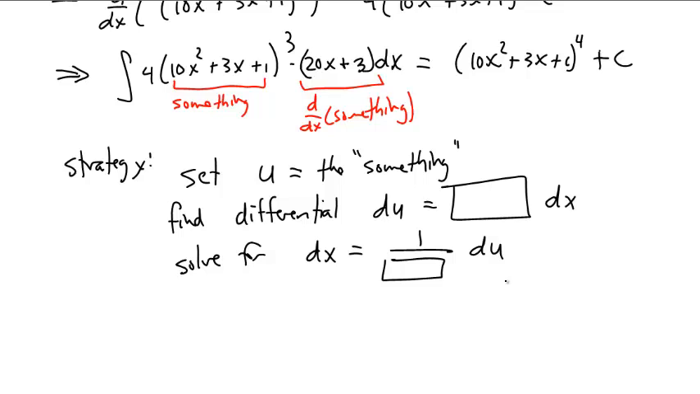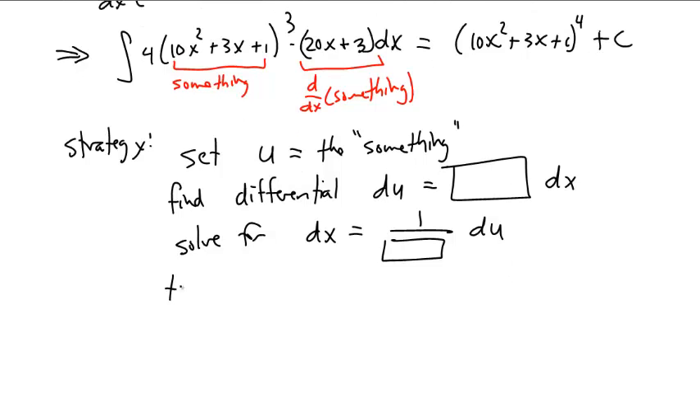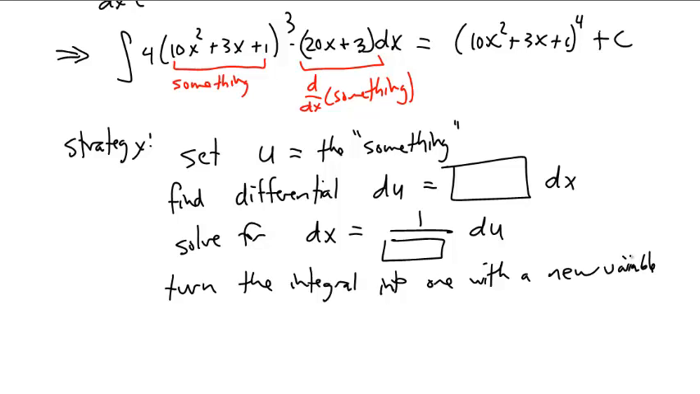And in this way, you turn the integral into one with a new variable. Specifically, you turn all of your x's into u's, and then you can solve it. And then finally, you integrate and then substitute back. Let's show you how this one works.